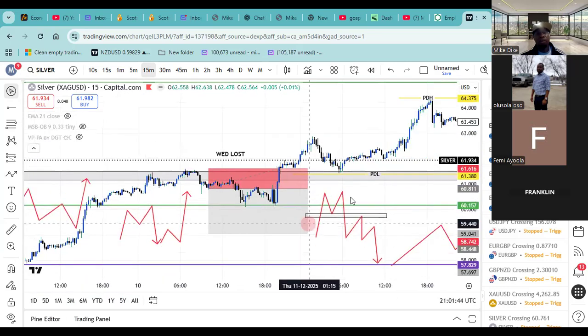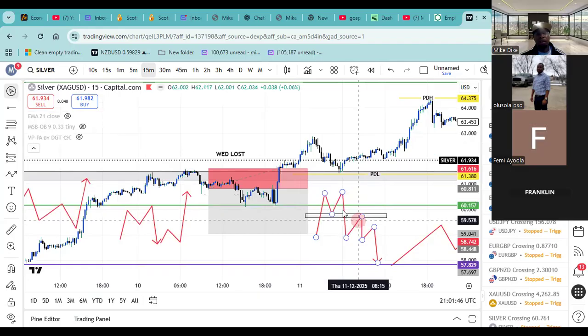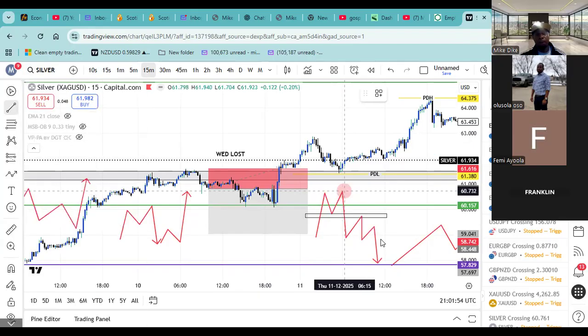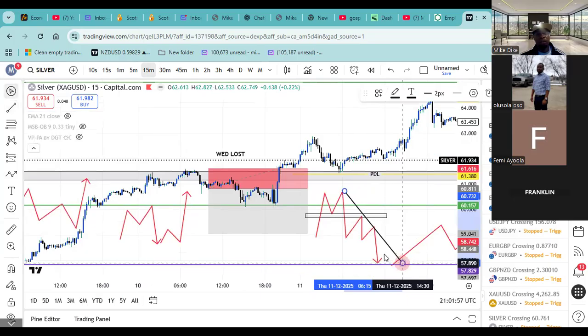All right. So this one also is the same thing. When it comes here, it doesn't make a W pattern, then it continues selling. So this one means sellers have come in. Sellers are taking control. So you wait for it here.